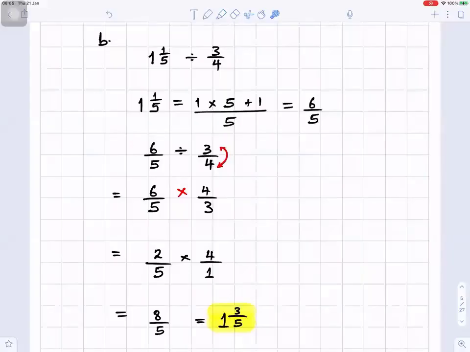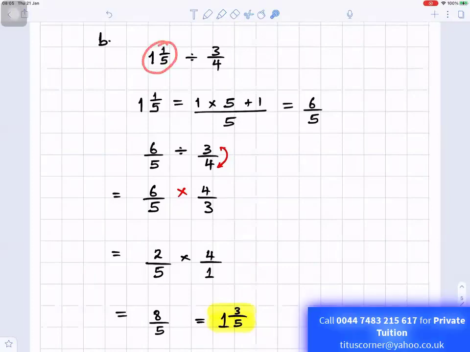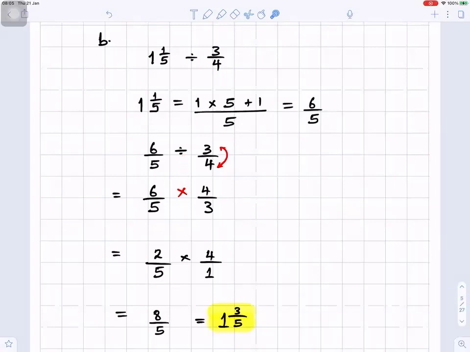For part B, 1 1/5, you change it to 1 times 5 plus 1. It gives you 6/5. So it becomes 6/5 divided by 3/4. You change the divide to a times, and you flip the fraction. It becomes 4/3. Now, 6 divided by 3 is 2. So it's 2/5 times 4/1.